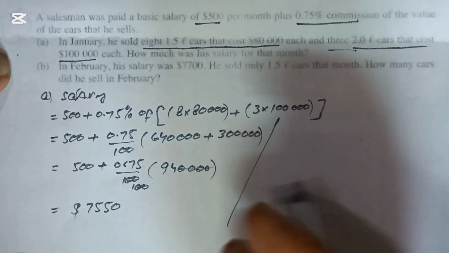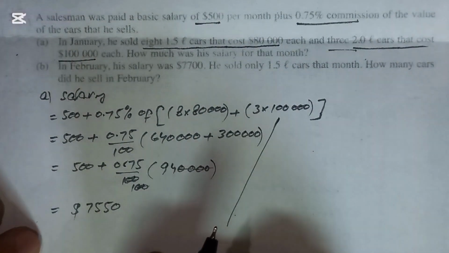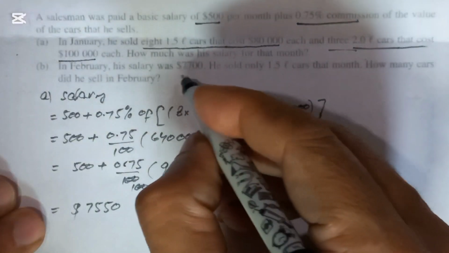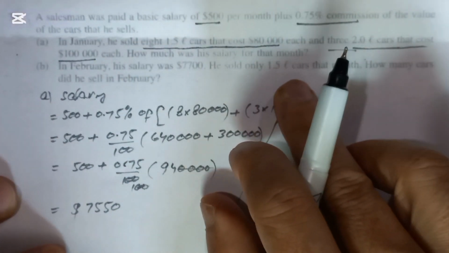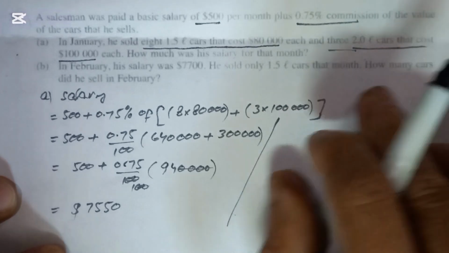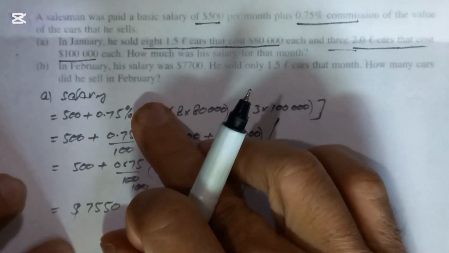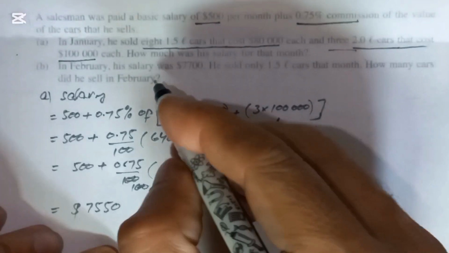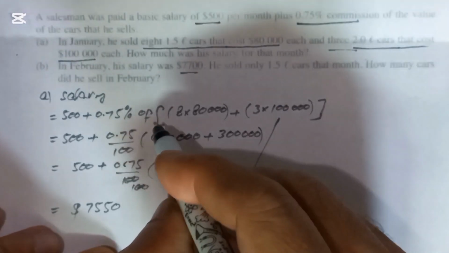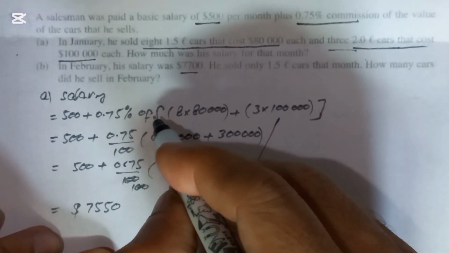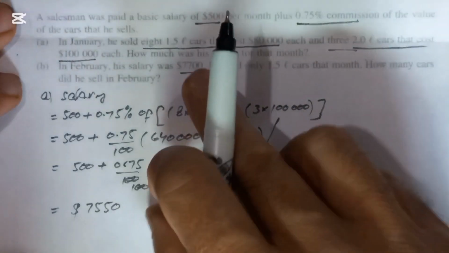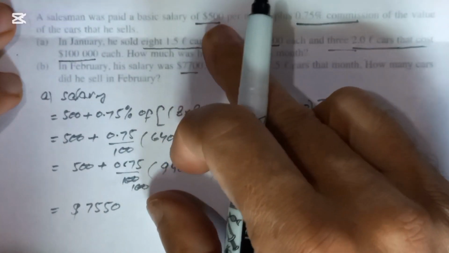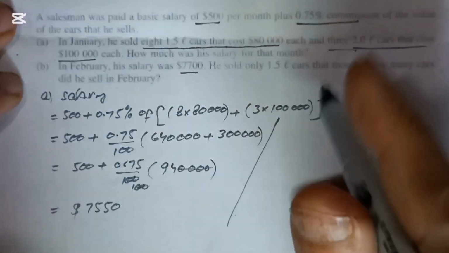Okay, the second requirement is in B part. In February, his salary was 7700. He sold only 1.5 L cars that month. How many cars did he sell in February? Okay, this is the salary. So first we have to find the commission.